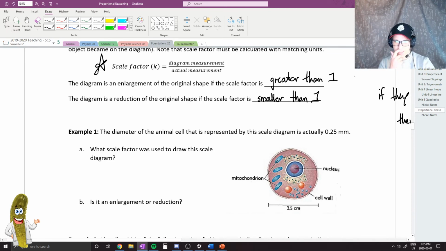So we actually did this a few times last semester in health sciences. But example number 1 says the diameter of an animal cell that is represented by this scale diagram, the actual size of it is 0.25 millimeters. And so the question that we're asked then is what scale factor was used to draw the scale diagram?